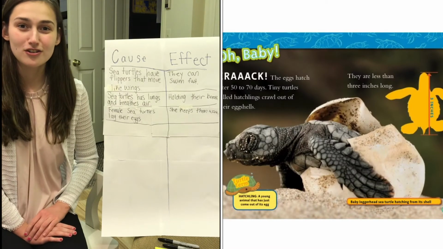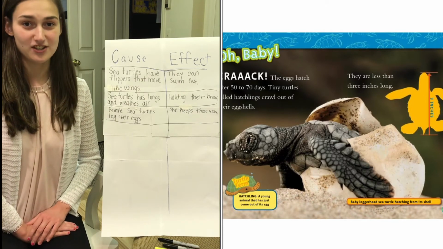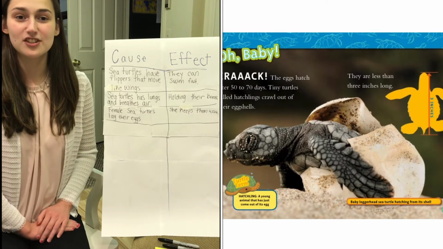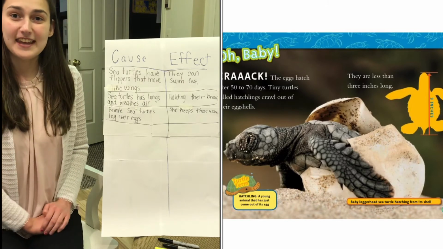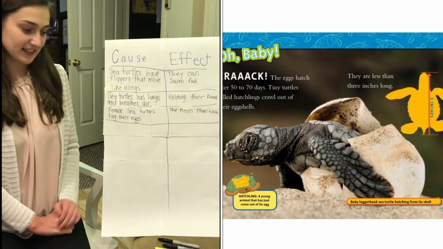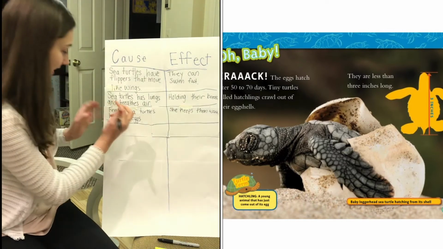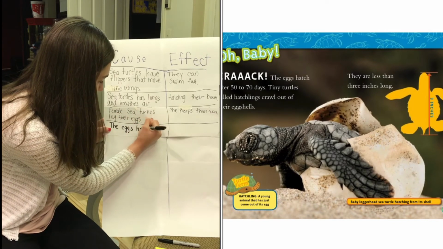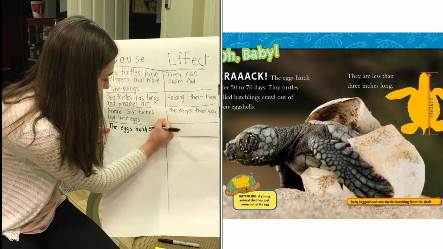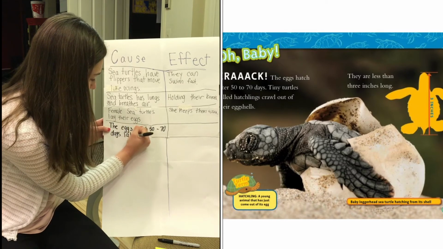Oh, baby, crack! The eggs hatch after 50 to 70 days. Tiny turtles called hatchlings crawl out of their eggshells. They are less than 3 inches long. So, the first one on your paper is going to say, the eggs hatch 50 to 70 days later. So you can highlight as I write, or you can just follow with your finger, okay? So the eggs hatch 50 to 70 days later.